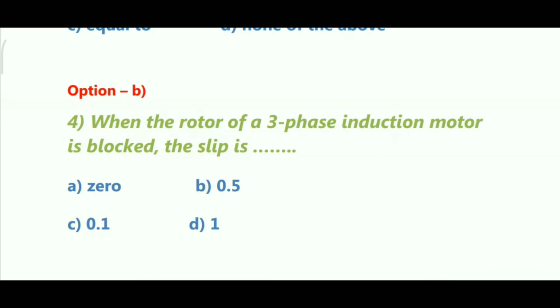Then next question. When the rotor of a three-phase induction motor is blocked, the slip is dash. Option A, 0; option B, 0.5; option C, 0.1; and option D, 1. So here I have to answer option D, 1.